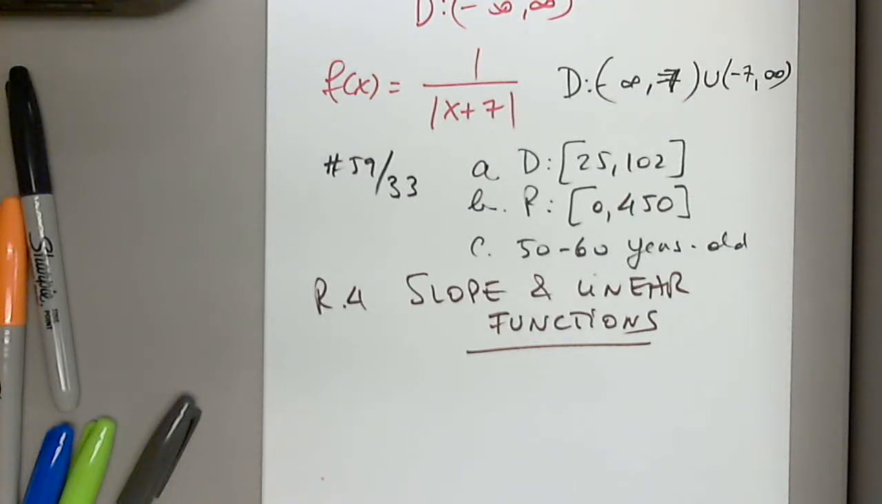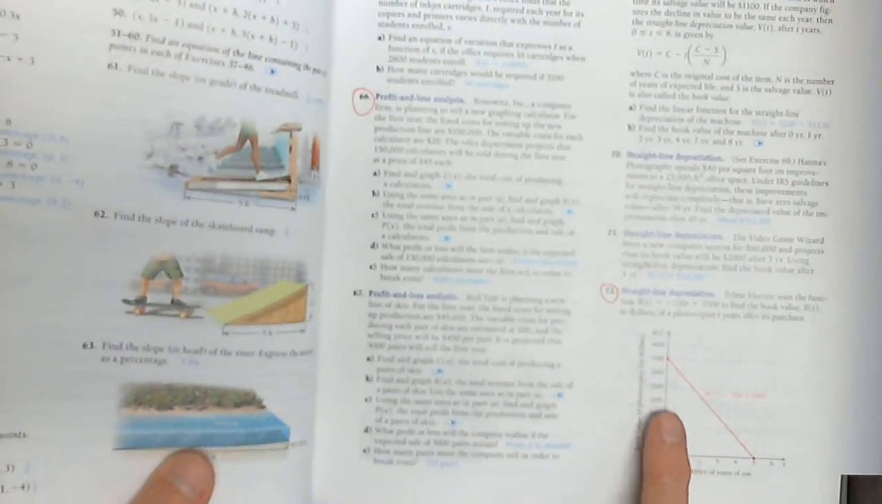One of them that is kind of typical is the straight line depreciation. I'd like to look at 72. So I think it's Tie Line Electric uses the function. We're going to copy it in a minute. B of t equals negative 700t plus 3500 to find the book value, B of t, in dollars of a photocopier, t years after its purchase.